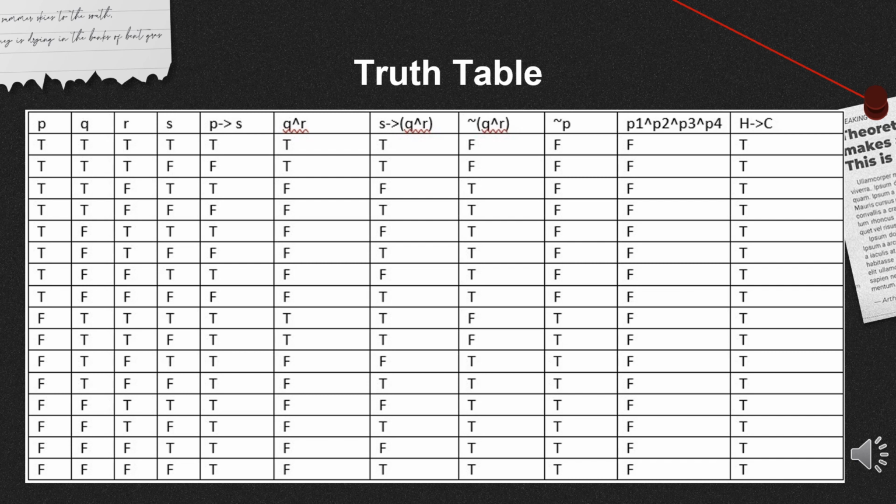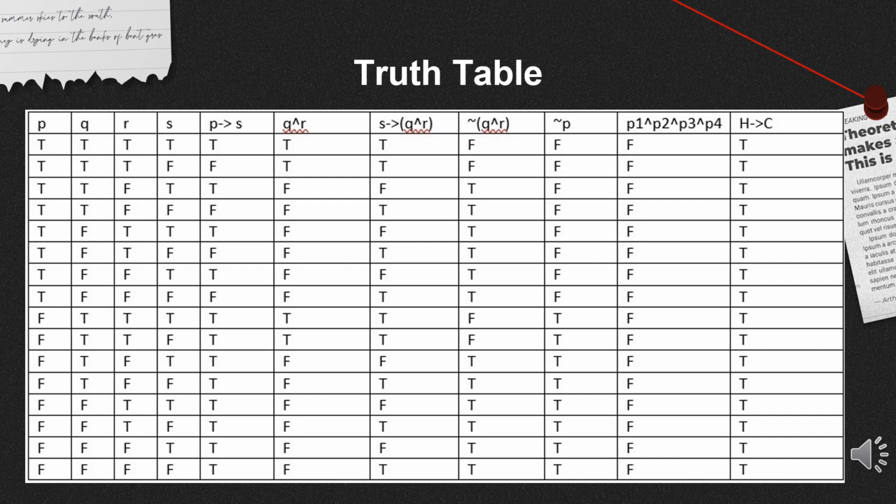Next, for the column not, in brackets, Q and R, we focus on the column Q and R and reverse the values in it. True becomes false and false becomes true. Therefore, the values of column not Q and R will be false, false, true, true, true, true, true, true, false, false, true, true, true, true, true, and true. Next, for the column not P, we inverse the values from column P. Therefore, not P will be false, false, false, false, false, false, false, false, true, true, true, true, true, true, true, and true.